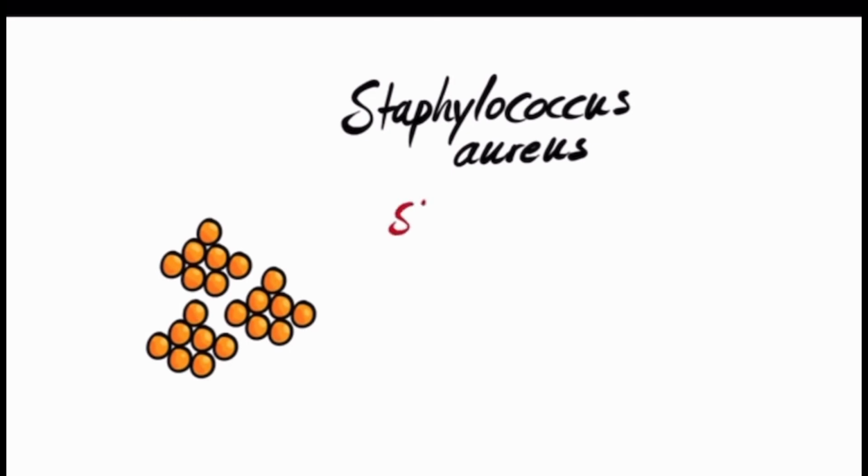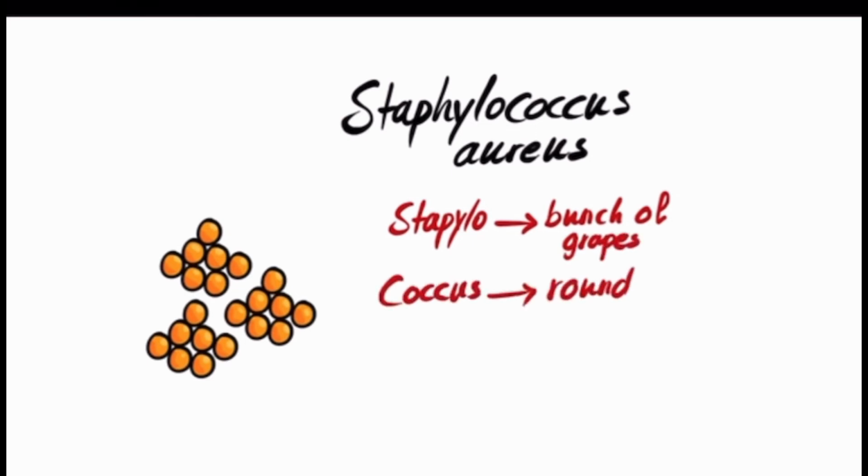Also, the name of the microorganism might refer to its shape, like in our example. Staphylo means a bunch of grapes, or a cluster, and coccus means round cells. Aureus means it looks like gold in color when we culture it.